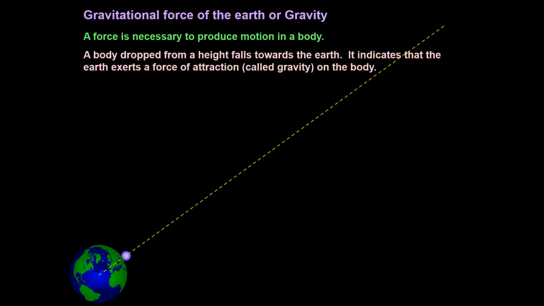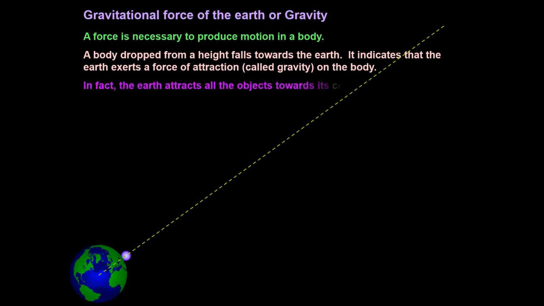Yes. A body dropped from a height falls towards the earth. It indicates that the earth exerts a force of attraction called gravity on the body. So, do you have a proper definition for gravity? A body dropped from a height falls towards the earth. It indicates that the earth exerts a force of attraction called gravity on the body. Is this part clear to you? ठीक है ना?